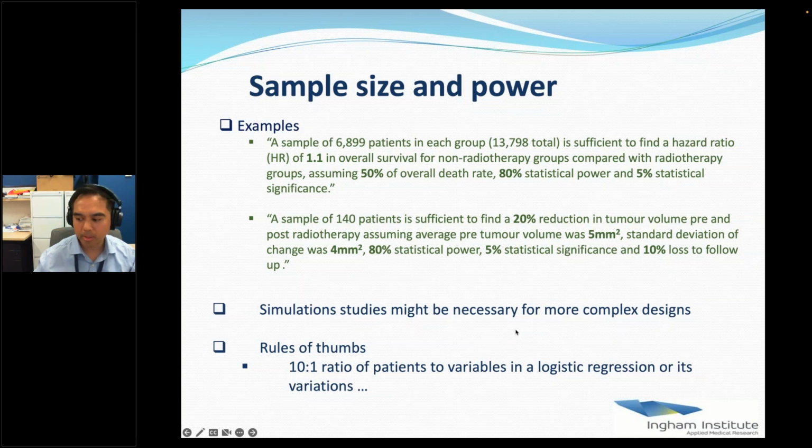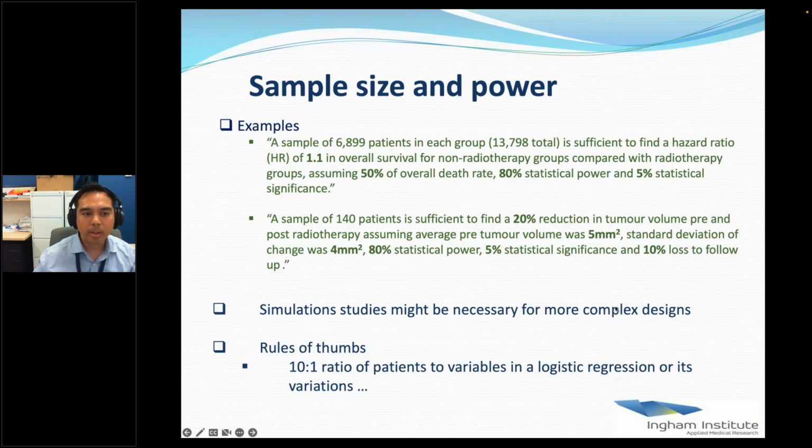The idea of the simulation study is that you guesstimate what your data might look like. You generate 1,000 versions of that. And then of those 1,000 versions, how many times do you actually find statistical significance? And that gives you your statistical power. So this might be a necessary step if you don't have a nice neat formula that can give you your sample size.